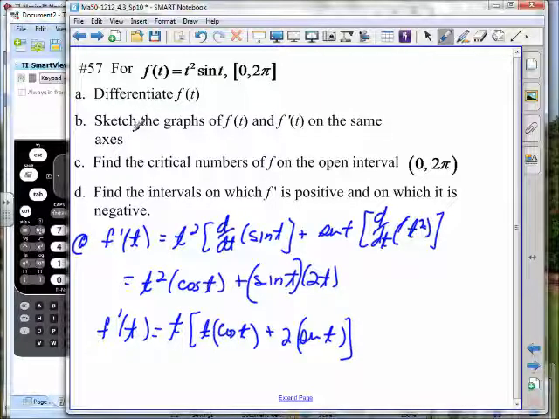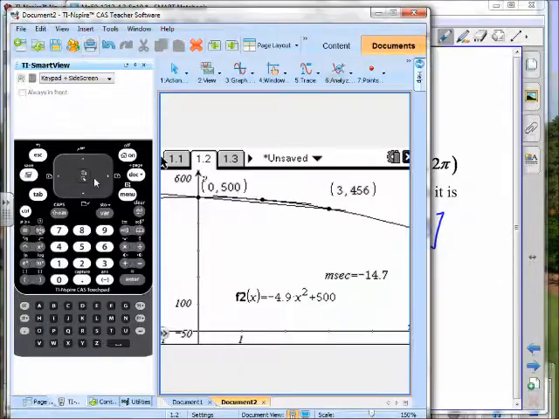Let's jump to this one. Sketch the graphs of both the function and the derivative. Okay.